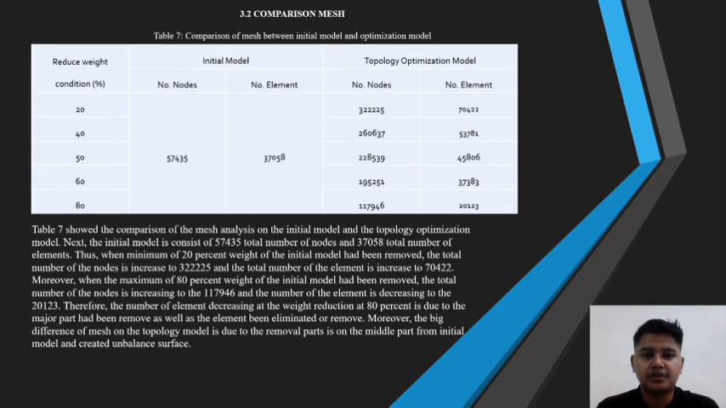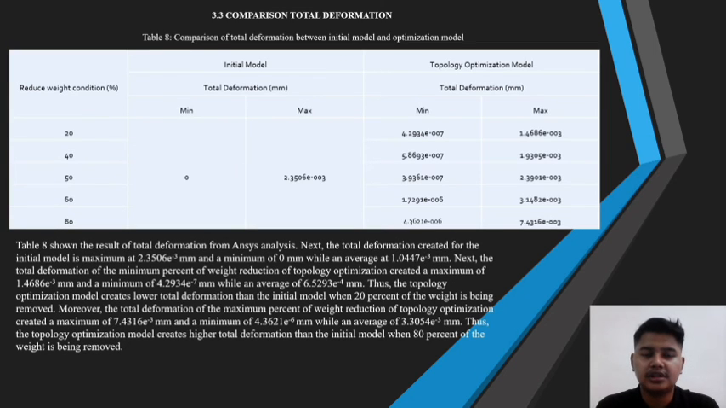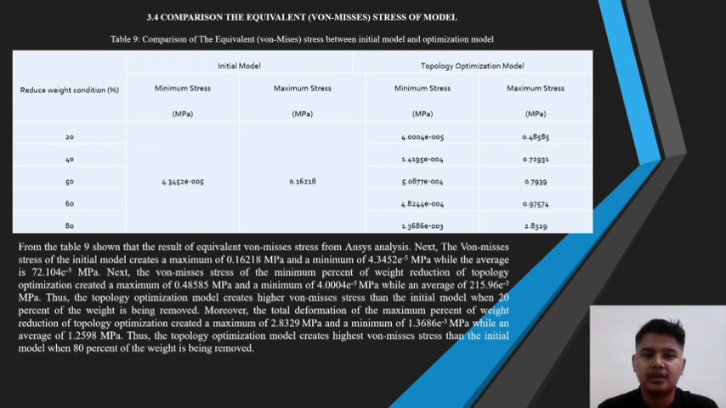So for the comparison mesh, we can see at table 7, the maximum number of nodes is at the reduced weight condition of 20%, which is 322,225 nodes. For the comparison of total deformation, the topology optimization model creates a higher total deformation than the initial model when 80% of the weight is removed. For the comparison of the equivalent stress of models, the topology optimization model creates the highest stress compared to the initial model when 80% of the weight is removed.